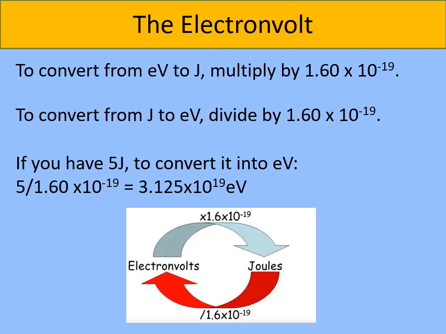And here is a little summary that you may want to use to help you to remember. If you're going from electron volts to joules, you multiply by 1.6 times 10 to the power minus 19. If you're going from joules and converting to electron volts, you divide by 1.6 times 10 to the power minus 19.